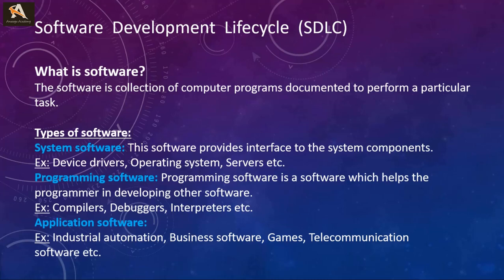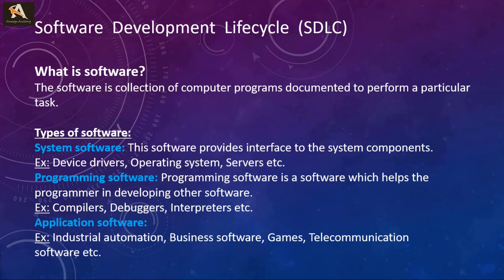What is system software? System software makes the computer system available for use. It manages the computer resources. This software provides an interface to the system components. Example, device drivers, operating system and servers, etc. Programming software is software which helps the programmer in developing other software. Example, compilers, debuggers, interpreters, etc.